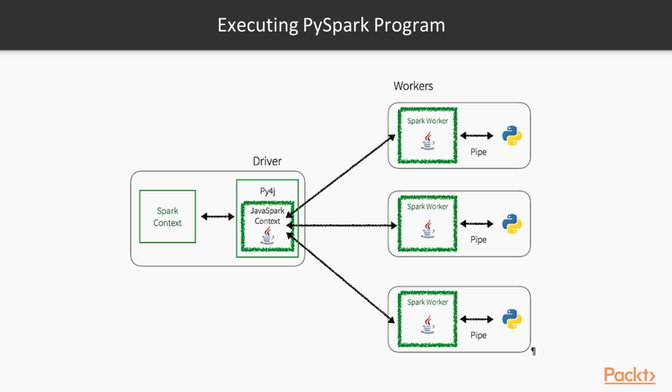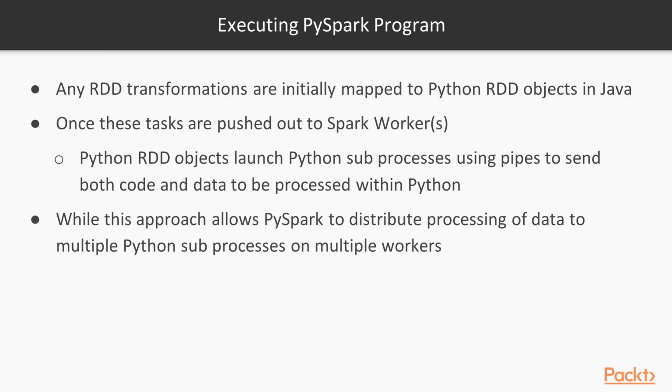Whenever a PySpark program is executed using RDDs, there is a potentially large overhead to execute the job. As seen here in the PySpark driver, the Spark Context uses Py4j to launch a JVM using the Java Spark Context. Any RDD transformations are initially mapped to Python RDD objects in Java. Once these tasks are pushed out to the Spark workers, Python RDD objects launch Python sub-processes using pipes to send both code and data to be processed within Python.